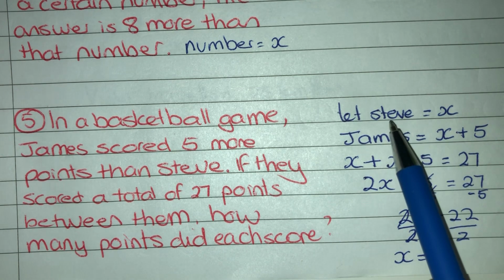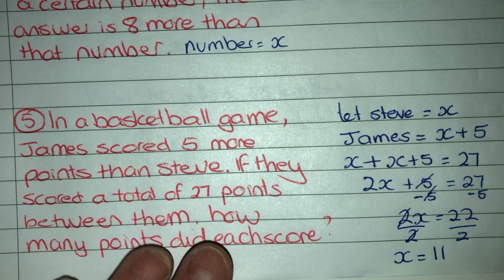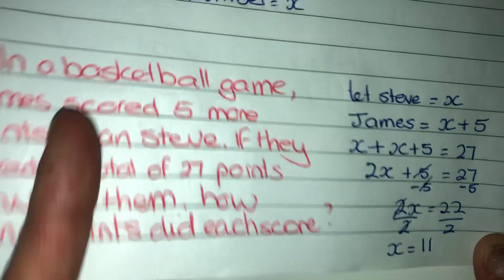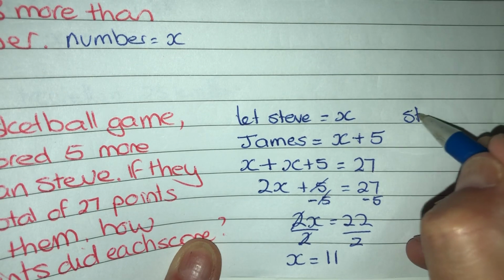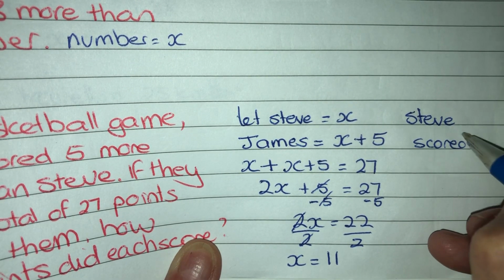Okay, if you go back up here, Steve is X. So that means, I'm running out of space. Sorry, let's see if I can lift up my page. That means that Steve scored 11 points.